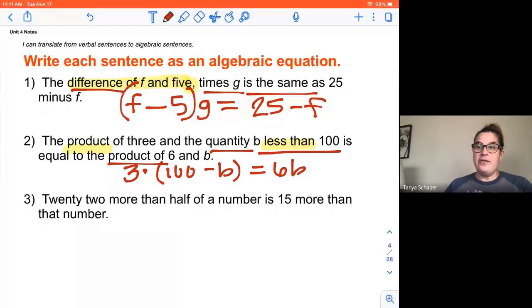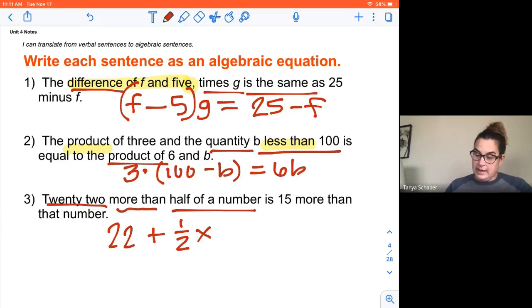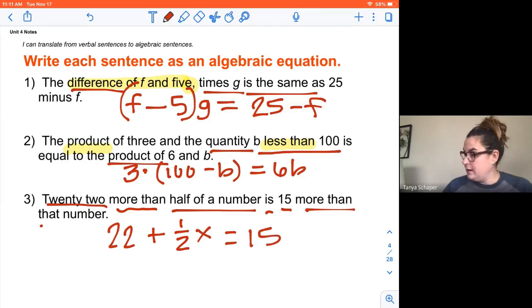Okay. And the last one, 22 more than, that's addition, half a number. So 1/2 times a number is, that's equals, 15 more than that number. So it would be x.